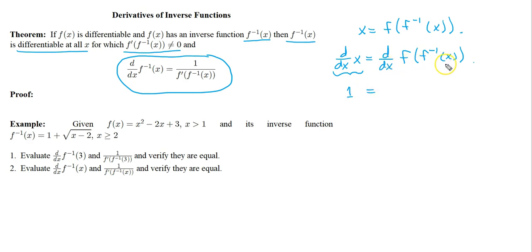Now this side here, of course, is equal to 1. Now for this side here, we're going to have to use the chain rule. So we're going to have to think of this term right here as being a u. So we're going to differentiate this with respect to u and then multiply by du dx. So what we get is this. Now keep in mind, the u is f inverse, so I'm going to put that in place of the u, and what we get is this.